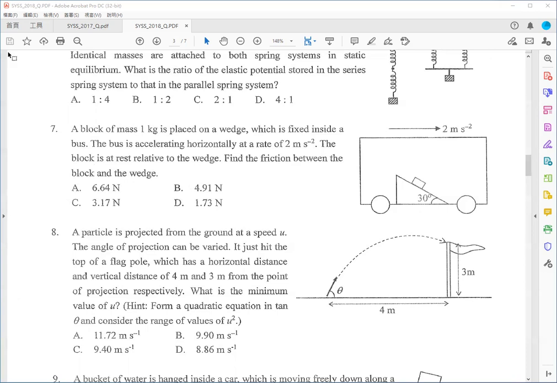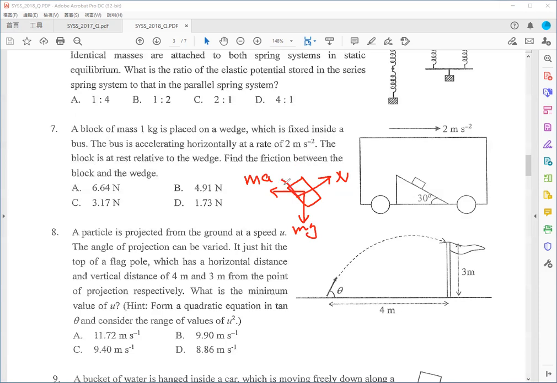Maybe I'll give you some hints to do it. Now, it's better for you to consider the reference frame of the car. So the car is a non-inertial frame. So you need to add the inertial force on the object. So there's an inertial force, there's a weight, there is a normal force. I don't know whether the friction is upwards or downwards. So it doesn't matter, let it be upward first. Now then you solve the forces.